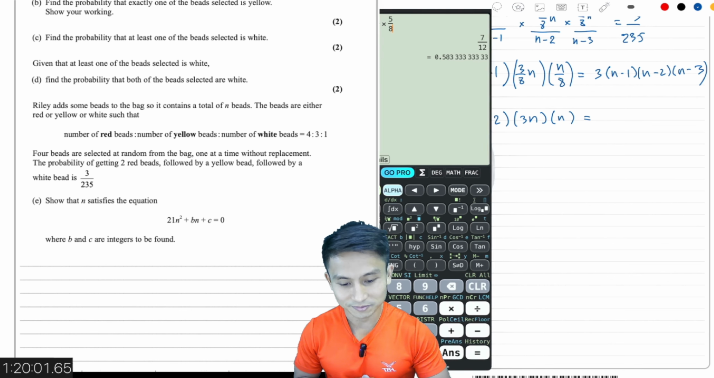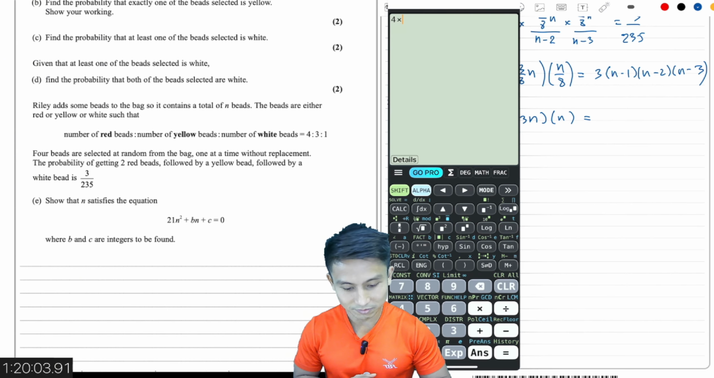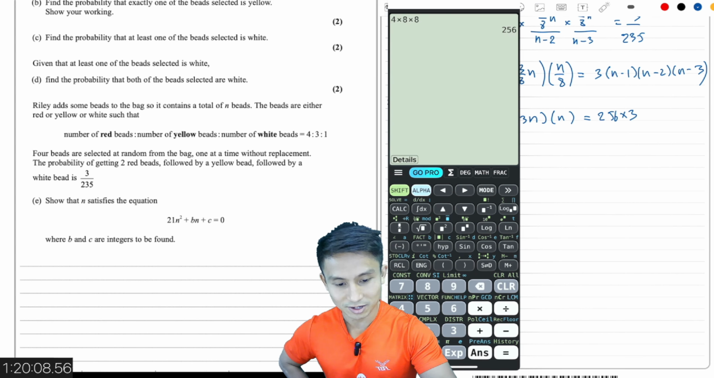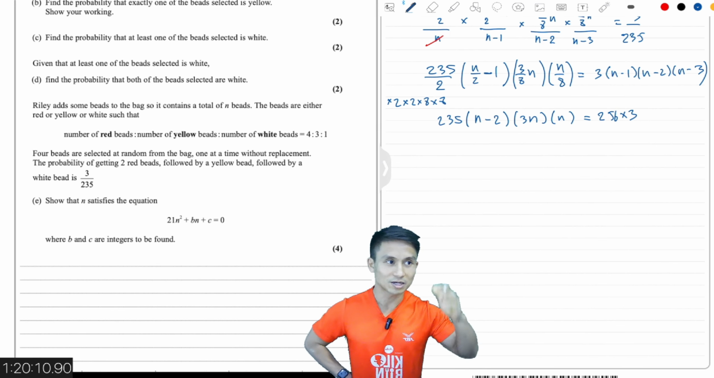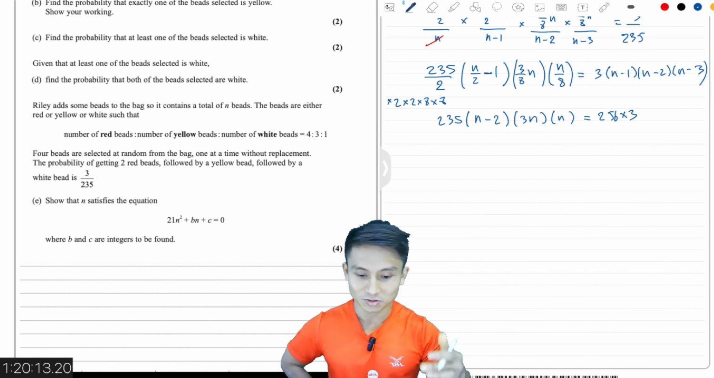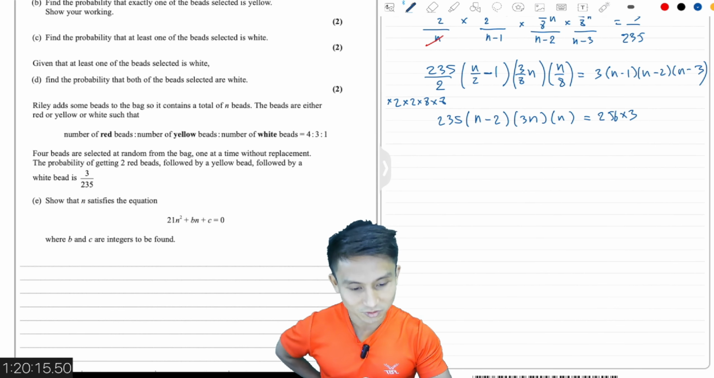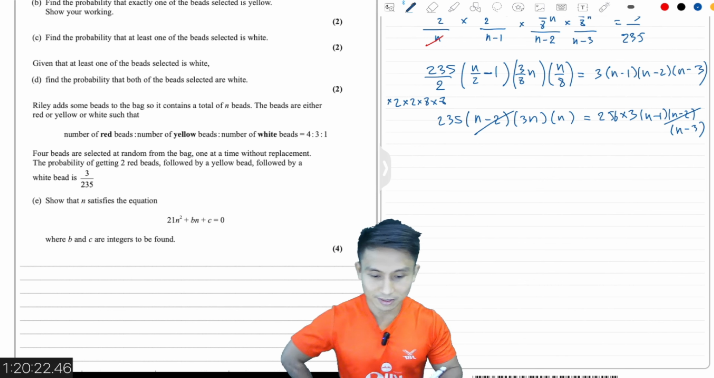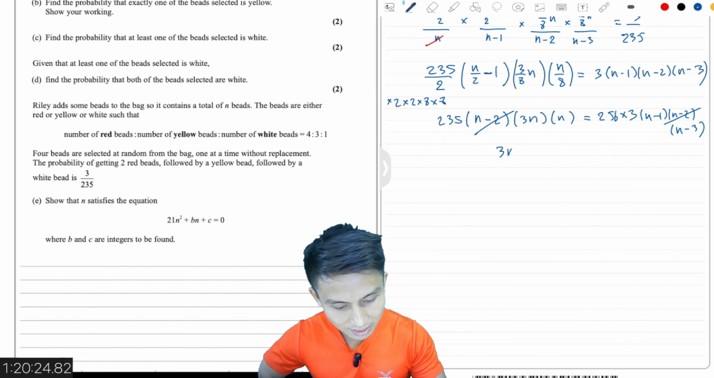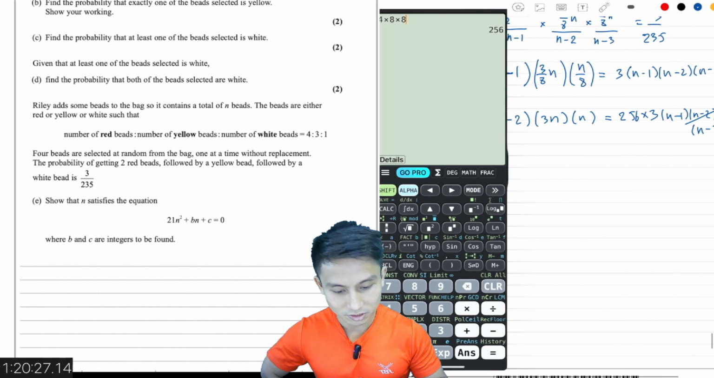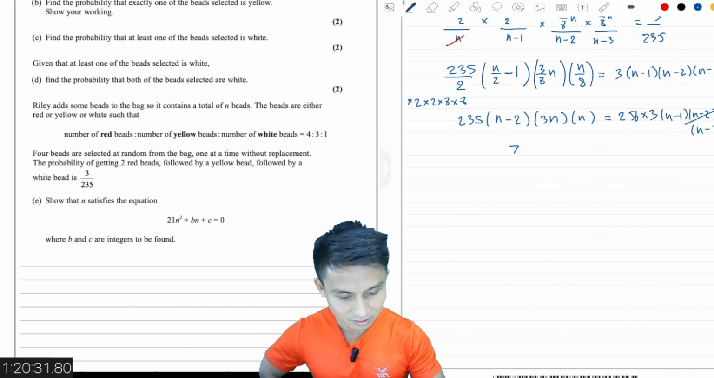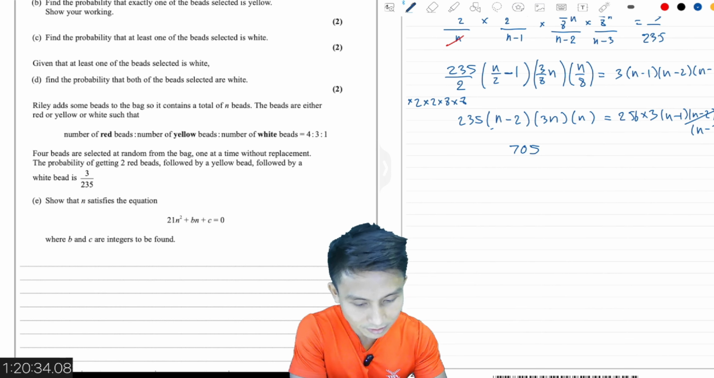So this one, 4 times 8 times 8 is 256 times 3 on the other side, right? Because basically 2 times 2 times 8 times 8 is 256. So you multiply that on the other side too. And then you see that n minus 2 cancel here. That's good. So we have here 3n squared. Wait, okay. So I'm just going to multiply 235 times 3. So I get 705. So this is 705. This one cancels.